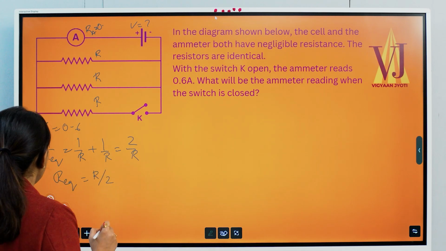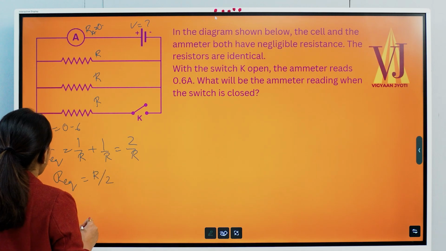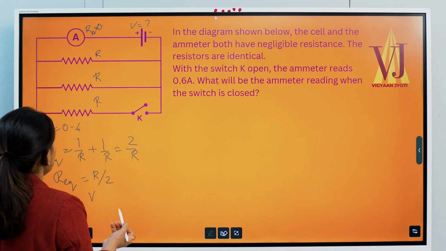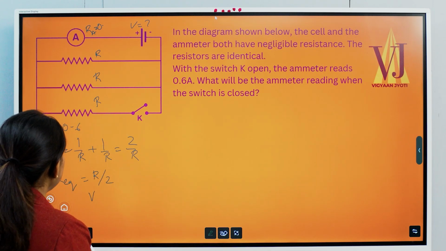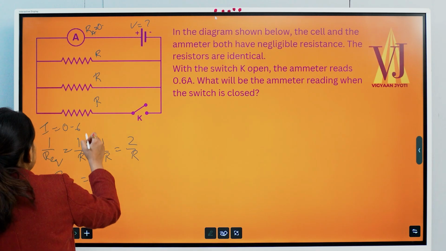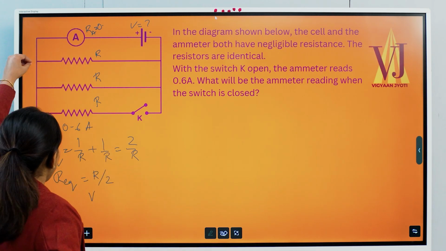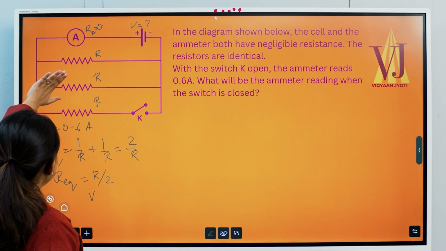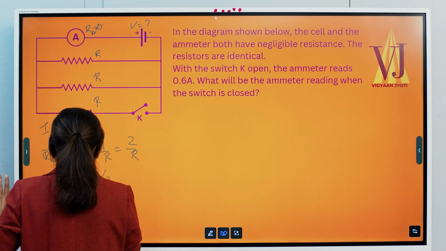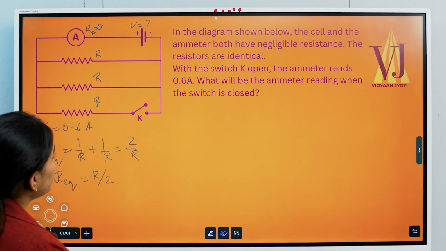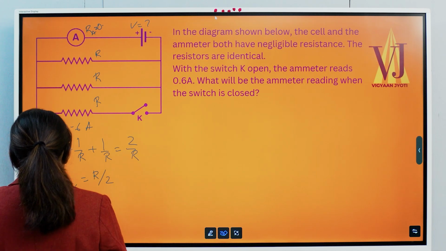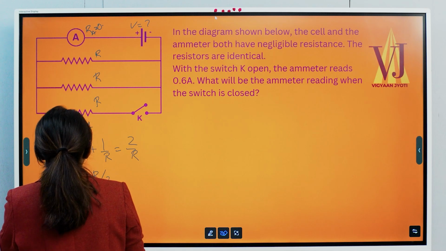Clear this much? Okay, so since it's R by 2, my voltage is definitely the same, right? Just remember one thing, 0.6 ampere is the current that is flowing from this part. Now splitting is definitely there. First of all we have to understand various points here. What they have asked is, what will be the ammeter reading when the switch is closed? Now let's say the voltage is V.